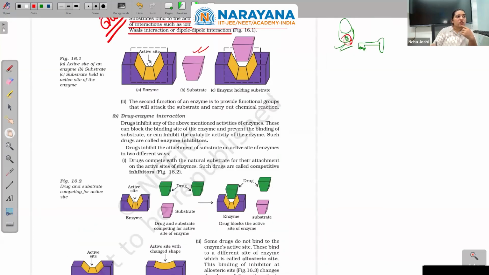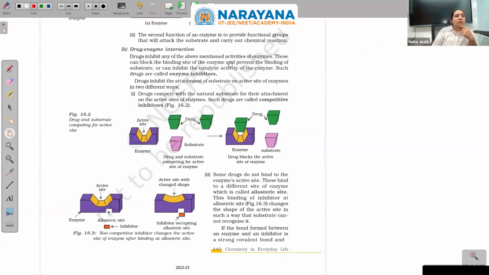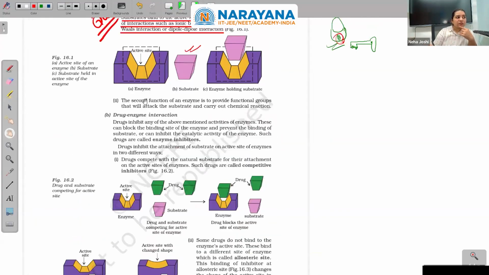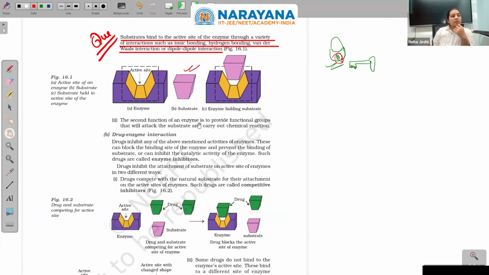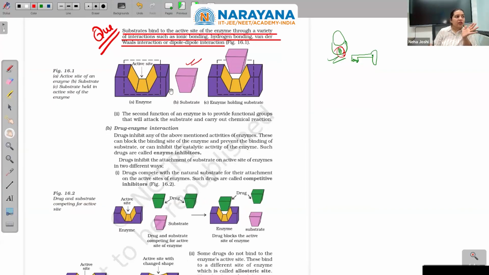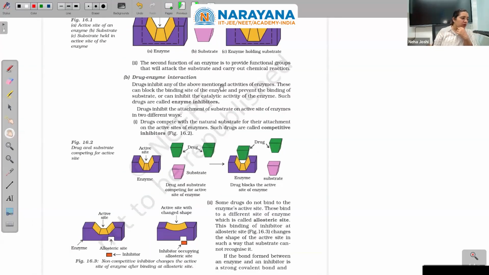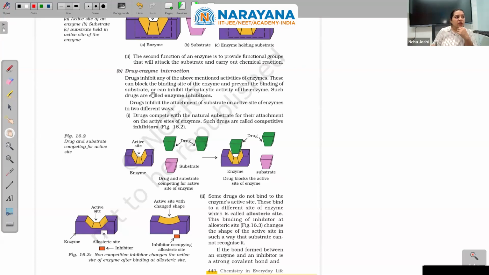Drug enzyme interaction. Drugs inhibit any of the above mentioned activities of enzymes. Either they will somehow hinder this active site functioning, or they can somehow stop this functional group production. By any of the methods, it will stop the functioning of this enzyme. Okay, drugs inhibit any of the above mentioned activities of enzymes. These can block the binding site of the enzyme and prevent the binding of the substrate, or can inhibit the catalytic activity of enzymes. Such drugs are called enzyme inhibitors.